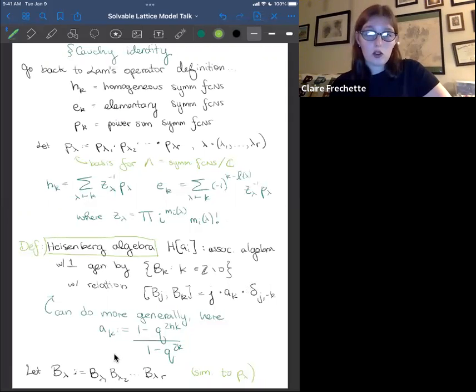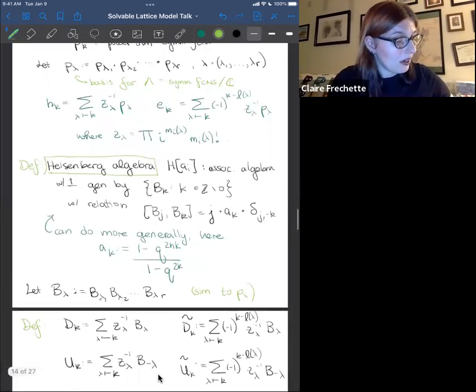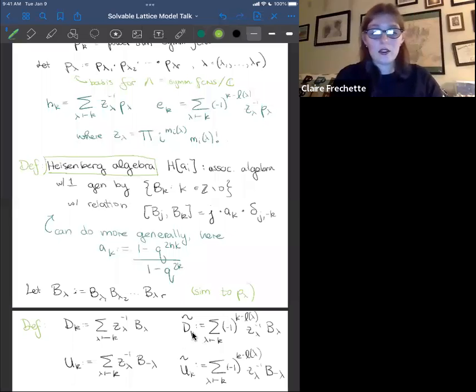We're then going to construct elements of this Heisenberg algebra out of our symbols in the same way that we got our p lambda out of our power sum symmetric functions by taking products over partitions. And then we can construct elements analogous to our h and our e operators by taking sums of these b lambdas.